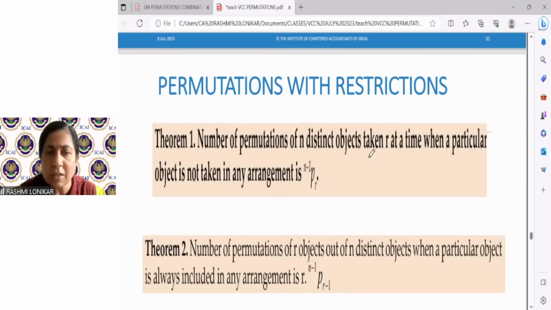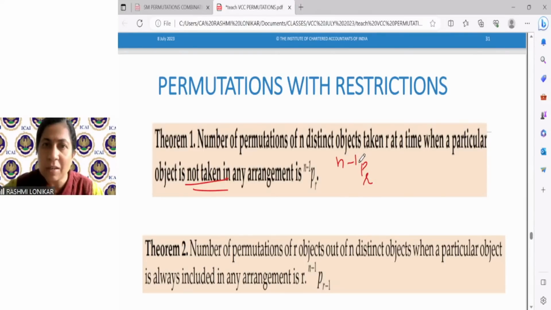The number of permutations of n distinct objects taken r at a time, when a particular object is not taken in any arrangement, is n minus 1 P r. So you have n objects, maybe balls, and you say this one ball I'm not going to take. In that case, when I want to find the total number of ways I can select, it is n minus 1 P r.